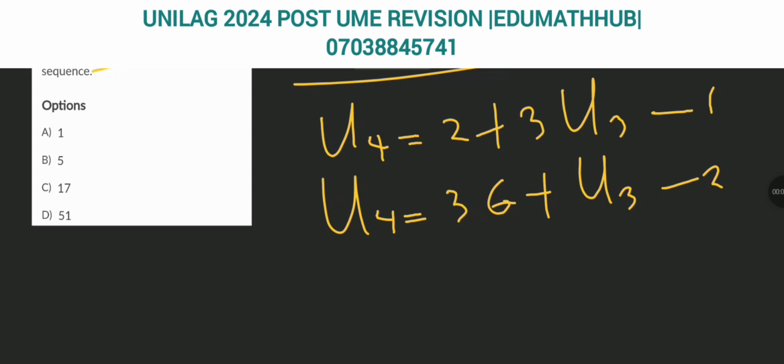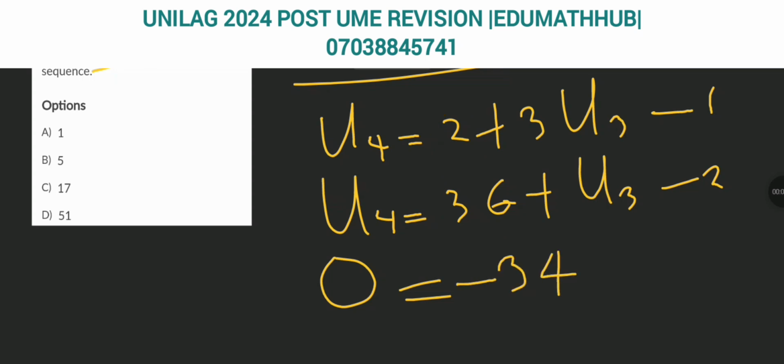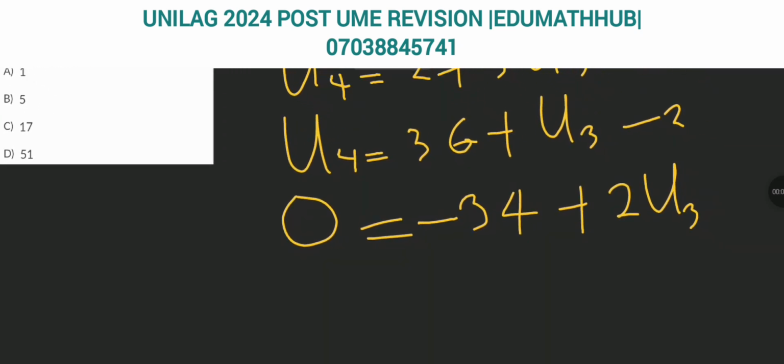So all you have to do is just do some simple subtraction. u4 minus u4 will give you 0. Then you move to the next part, which is 2 minus 36. If you subtract that, that will give you minus 34. Then plus 3u3 minus 1u3, that will give you 2u3. 3 minus 1 is 2. Then from there, just simplify. Take minus 34 to the other side. That will give you 34 equals 2u3.